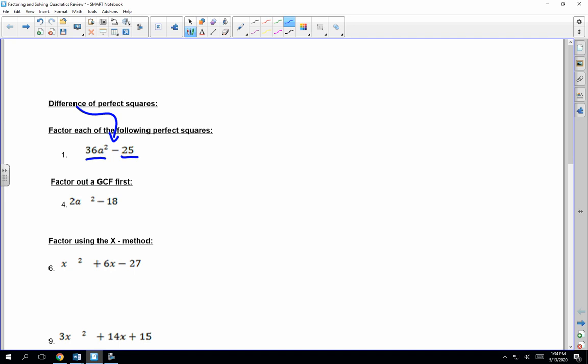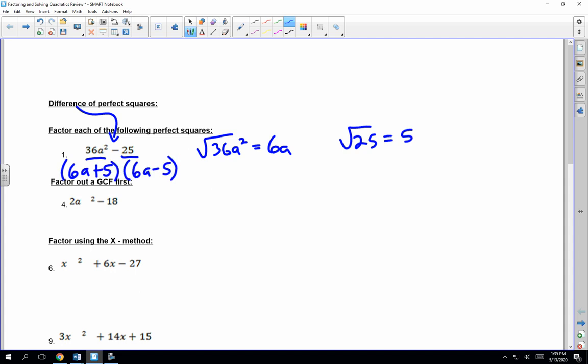25 and 36a squared are perfect squares. You just take the square root of 36a squared, which is 6a, and you take the square root of 25, which is 5, and that means the factors are 6a plus 5 and 6a minus 5.